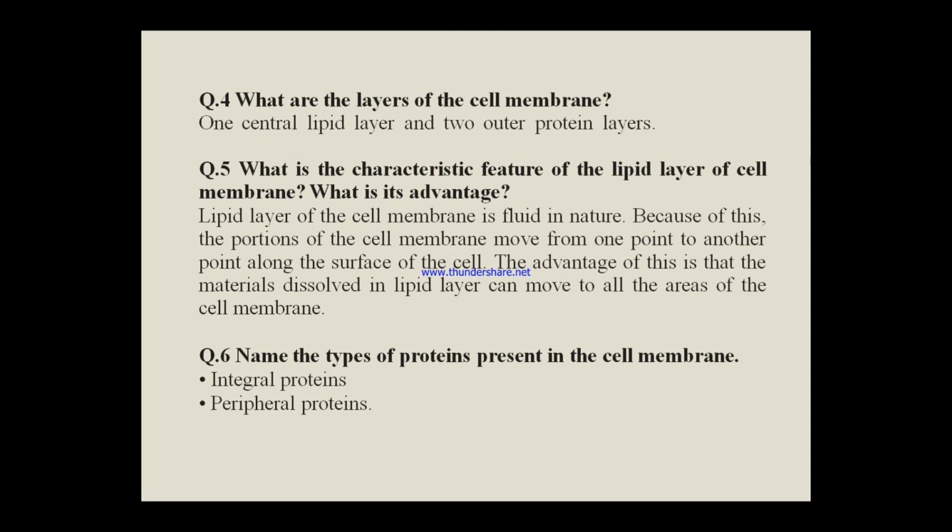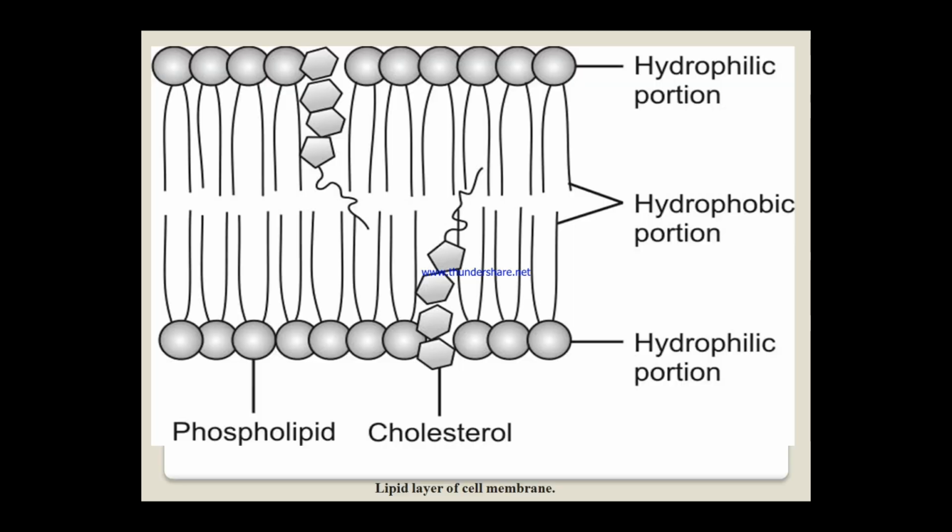Name the types of proteins present in the cell membrane. These are the integral proteins, peripheral proteins, where you can see the cell membrane lipid layer, where this here is the hydrophilic portion and the hydrophobic portion. So the two sides are the hydrophilic portions, in between the hydrophobic, these are the cholesterol and the phospholipids.